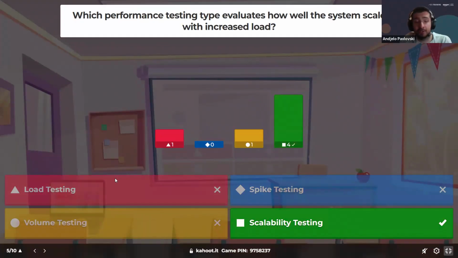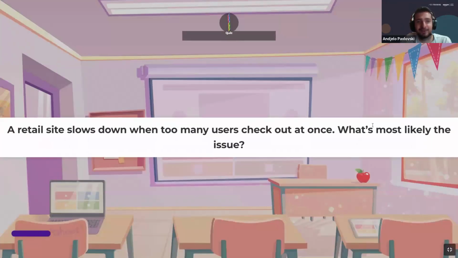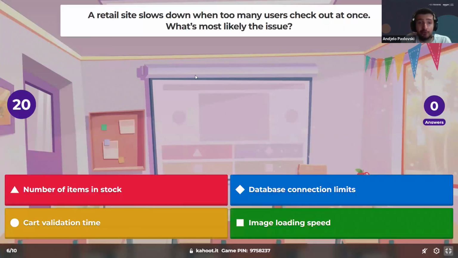So when there are more users on a given page, and volume testing was connected with testing how much the databases can handle. Again, still very well done for everyone. Let's move to the sixth question. A retail site slows down when too many users check out at once. What's most likely the issue? So what is the issue most likely?